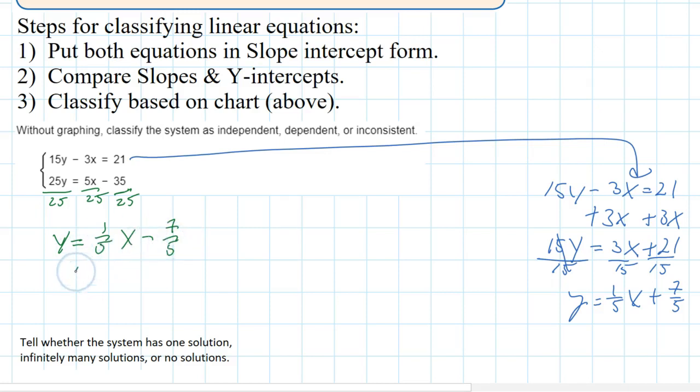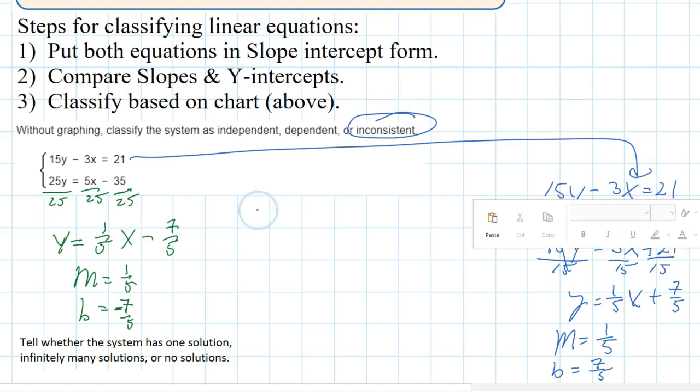For both of these, we need to write the slope and the y-intercept. For the green problem, I have a slope of 1/5. For the blue problem, I also have a slope of 1/5. The y-intercepts are different, however. I have a positive and a negative. So we know that these two are parallel lines. Same slope, different y-intercept. If they're parallel lines, they are inconsistent with no solutions.